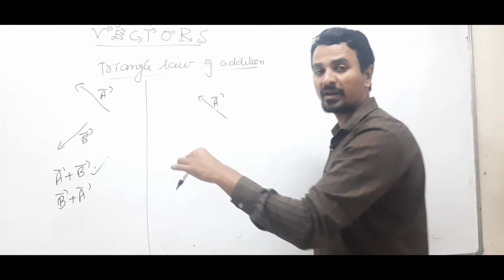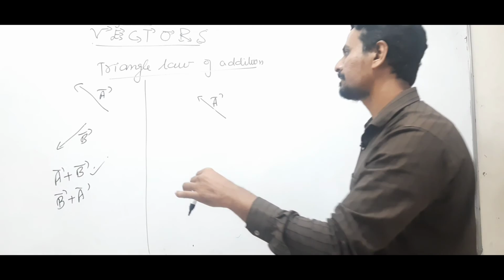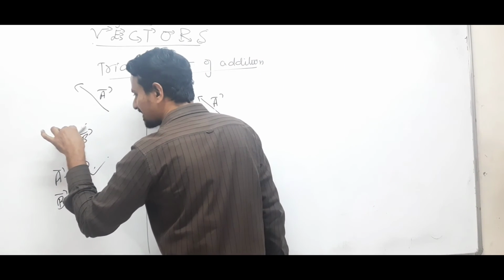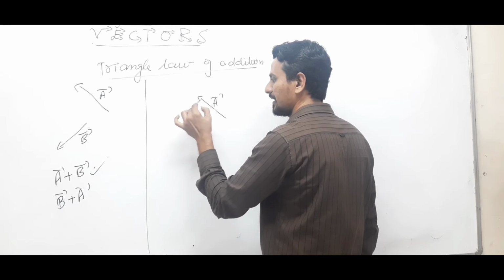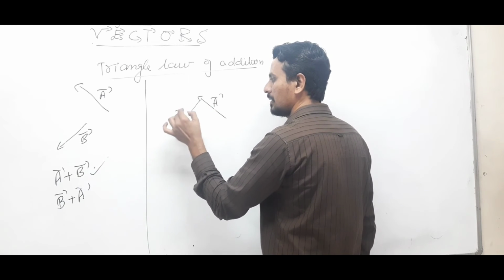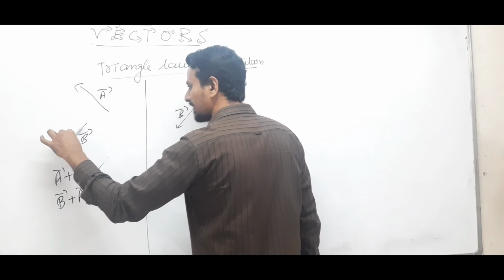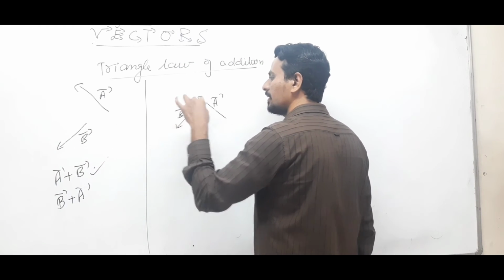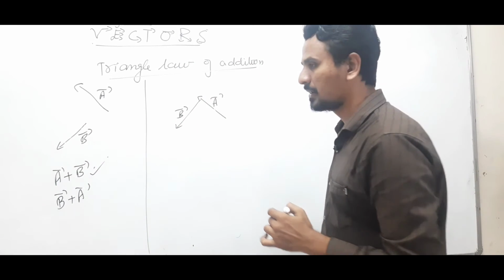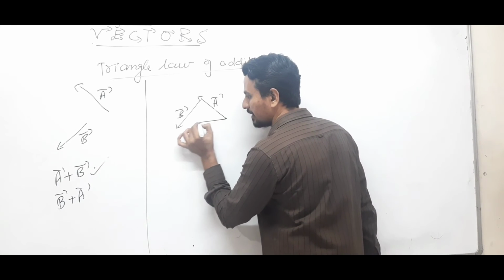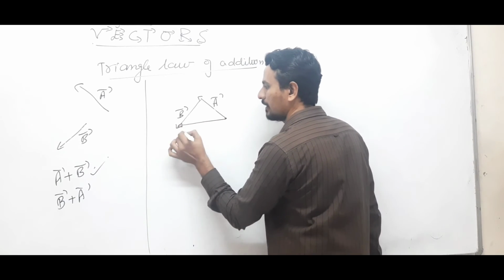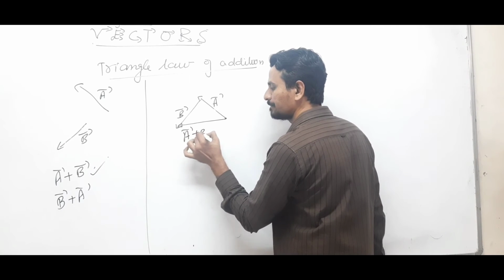The only thing you need to take care about is to place the tail of the second vector on the head of the first vector. So this will be your vector B. I have just placed this vector from the head of the first vector. Taking the tail of the first vector, we will draw the resultant. Head should coincide. This is A plus B.